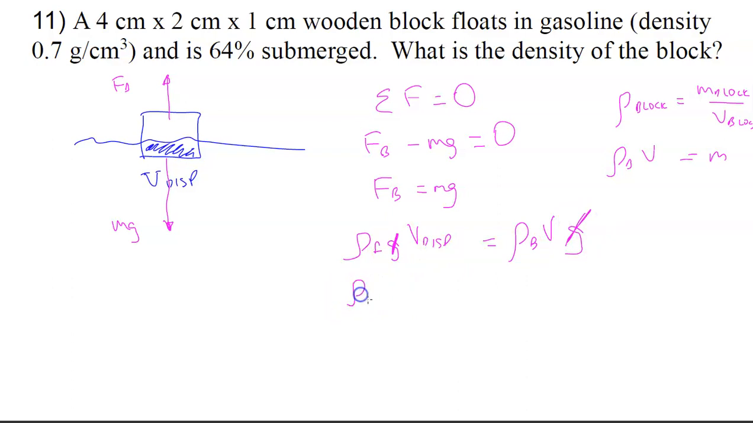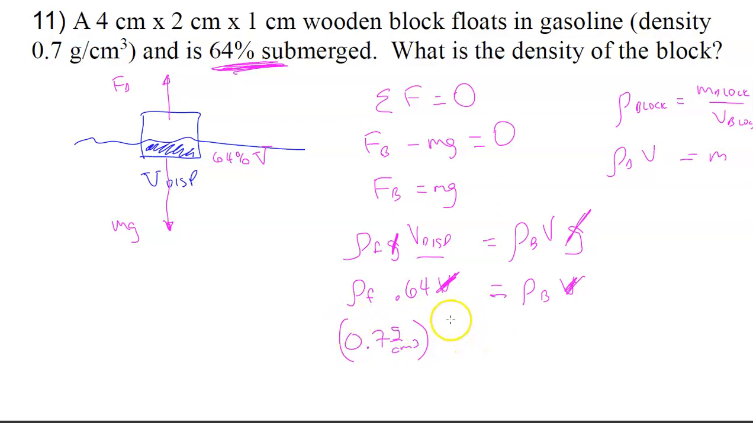There's one little simplification here that you can do. This displaced volume, it's 64% underwater. So 64% of the total volume is underwater. So I can come in here and go 0.64 V equals, over here I had the density of the block times V. And you see the V on the left is going to cancel the V on the right. All I got to do is take the density of the fluid, which is given to be 0.7 grams per cubic centimeter. I'm going to leave that one right there. Multiply by 64% or 0.64. That'll be the density of the block.